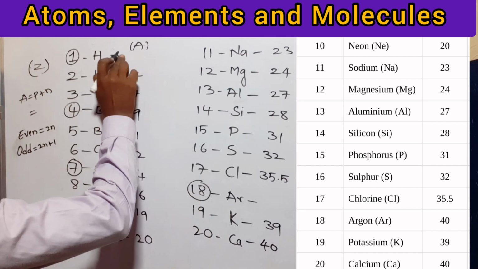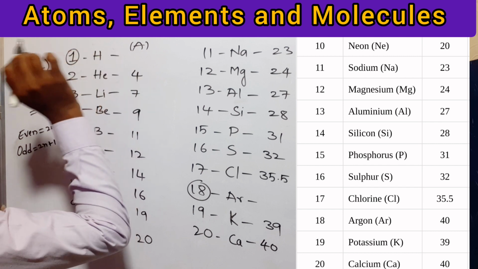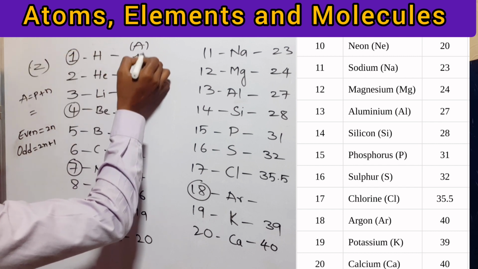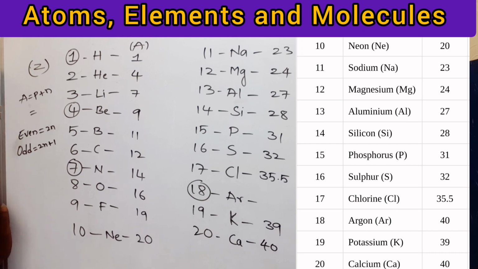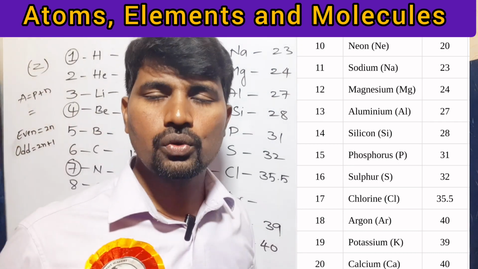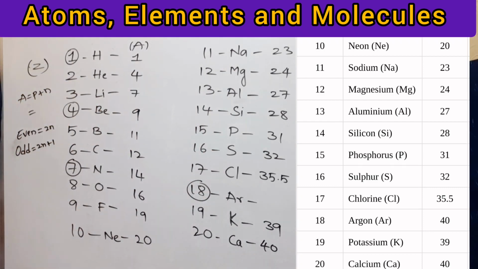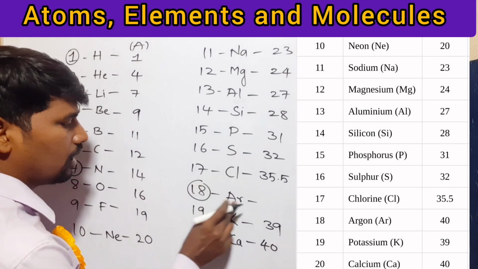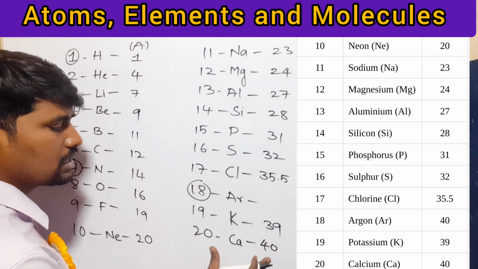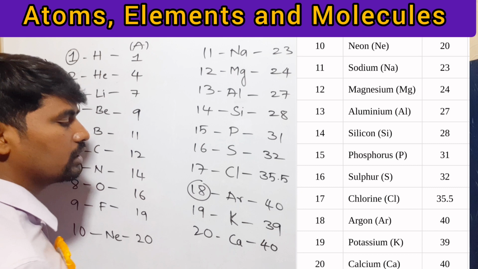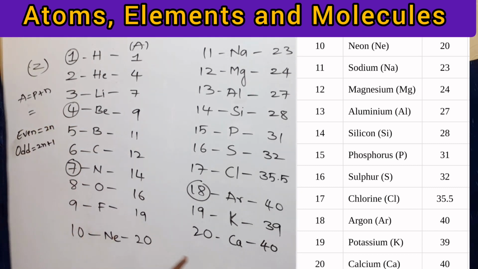So in hydrogen there is no neutron, there are no neutrons in it, there is only one proton, so the mass number is 1. The element with no neutron in the periodic table is hydrogen. Hydrogen mass number 1. Next, argon mass number and calcium mass number are the same, 40. Okay, so these are the mass numbers. I hope you understood, my dear students.